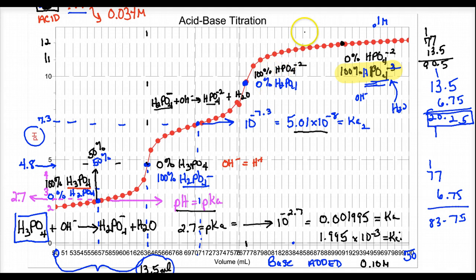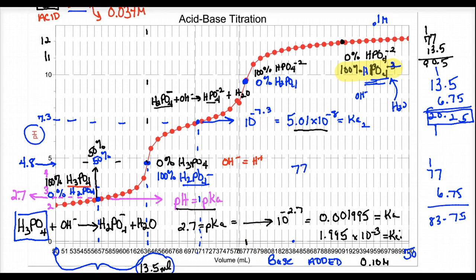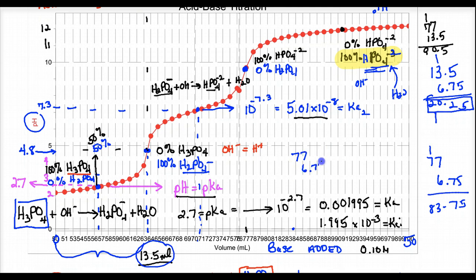But we can still use the graph. So to find the third equivalence point, I go from my, looks like 77, and add our halfway number, 6.75, and I get basically 83.75. 83.75 is about somewhere here, and this is my max buffering position. That pH looks somewhere in between here, so I'm going to guess 11.5. And same thing, 10 to the what? Negative 11.5 will give me my value.